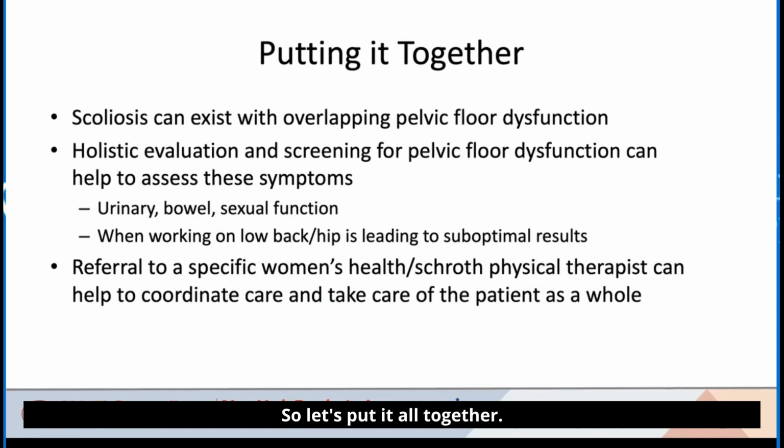So let's put it all together. Hopefully I've shown you today that scoliosis can exist with overlapping pelvic floor dysfunction. And I think an important piece is evaluation and screening for this pelvic floor dysfunction so that we can fully assess these patients and treat these women. Looking specifically at urinary, bowel, and sexual function can be helpful in terms of that screening. The other time I would think about it is if you're working on their low back or their hip and you're not getting the result that you're hoping for, you're getting more suboptimal results, that might be a good time to think about the pelvic floor.